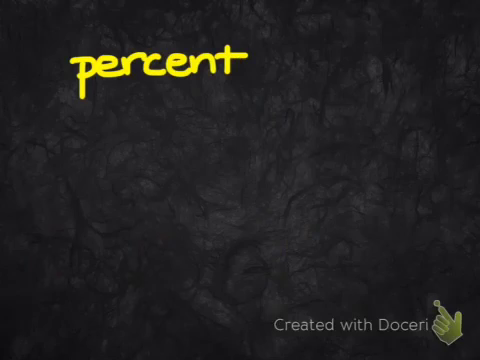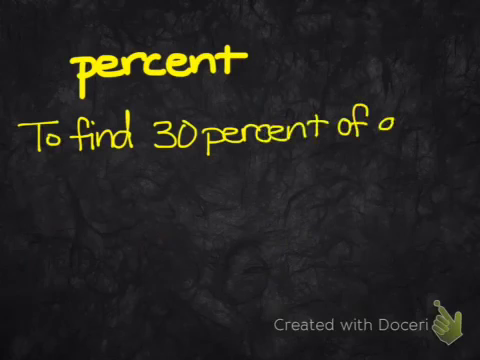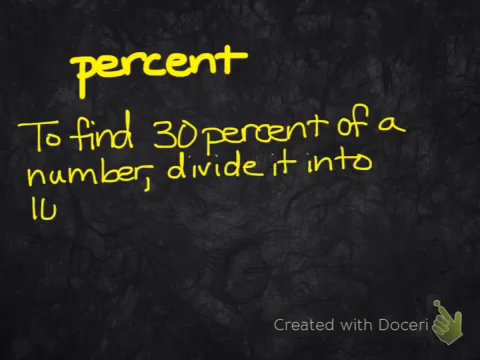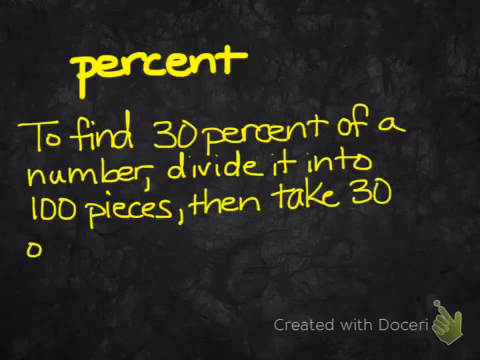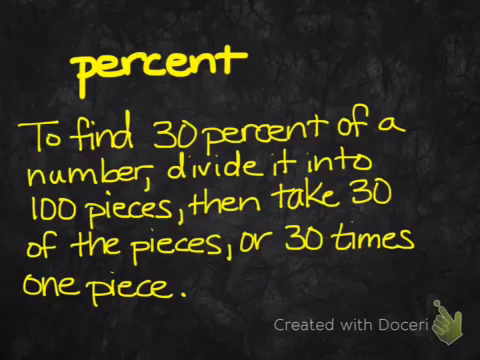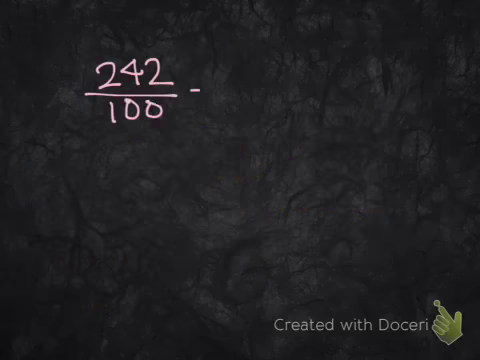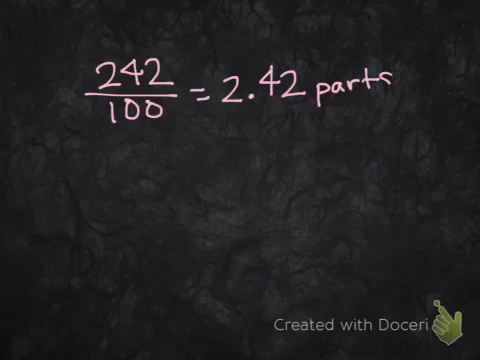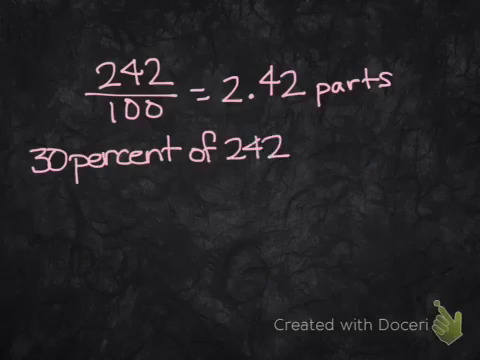Okay, so we're talking about percent, and if we're trying to find 30% of a number, you can say that you take that number and you divide it into 100 pieces, and then take 30 of the pieces. So dividing it by 100 is one piece, and then multiplying it by 30 would give you 30%. For example, if I take 242 and divide it into 100 pieces, each piece is worth 2.42. Then if I wanted 30% of 242, I just take 30 of those 2.42 parts.